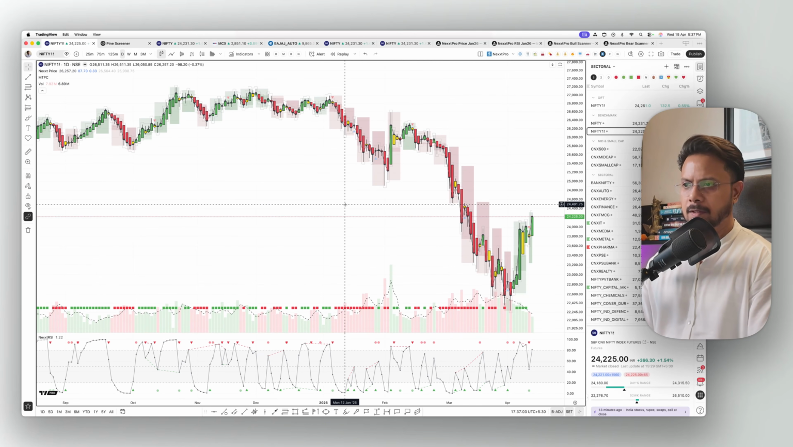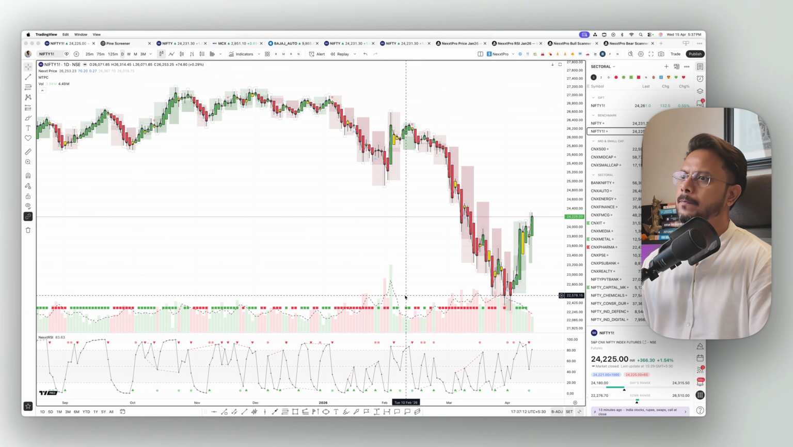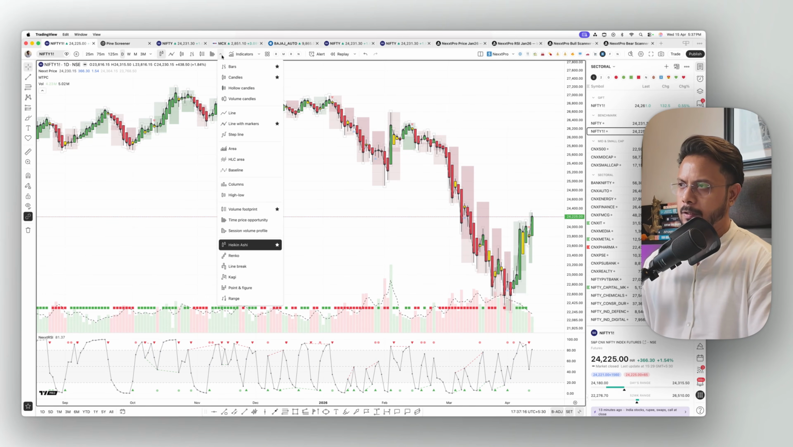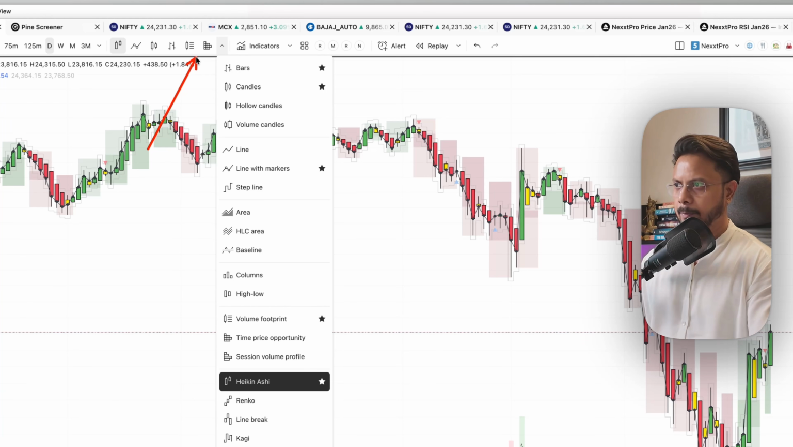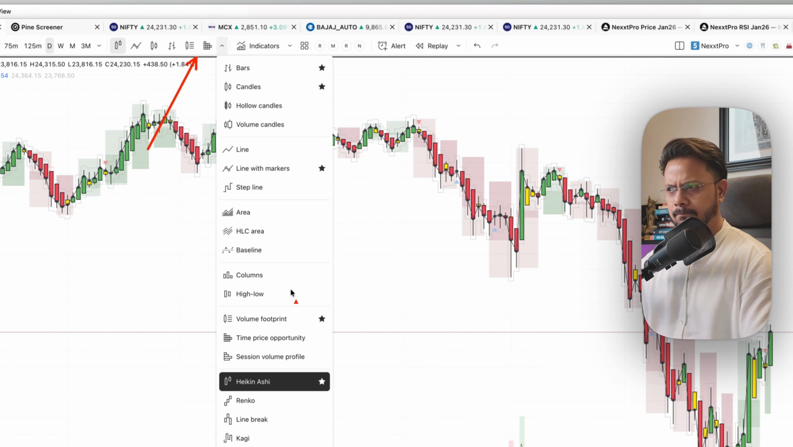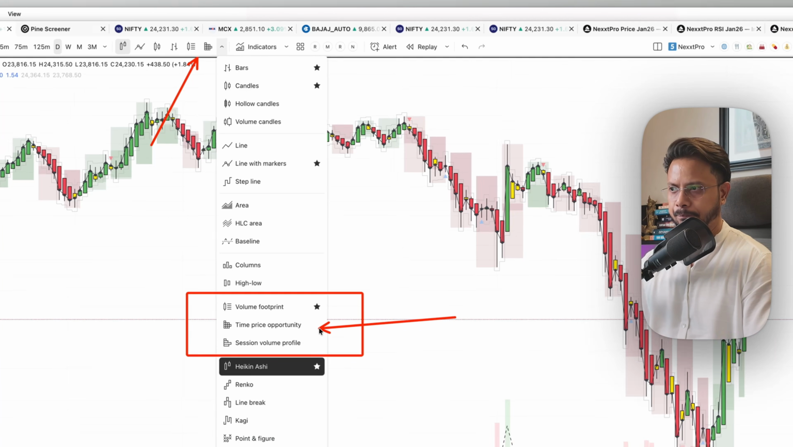All right, now this is my usual Heikin Ashi chart with the volume columns, which gives me an absolute understanding of the size of the volumes. And in this video, what I want to focus on is this section wherein you can change the chart type. You will see that around a few months back, these three were included: volume footprint, time price opportunity, and session volume profile.